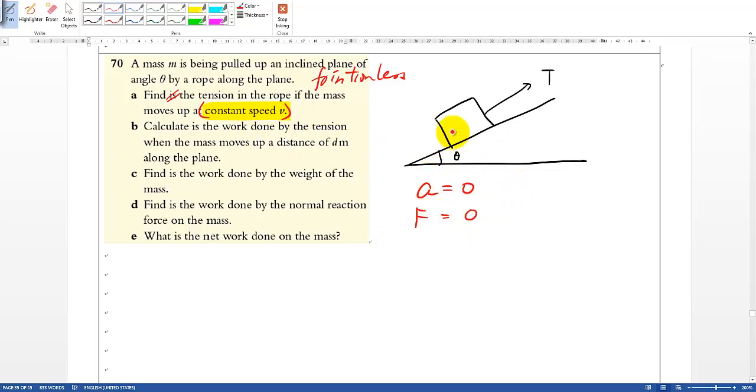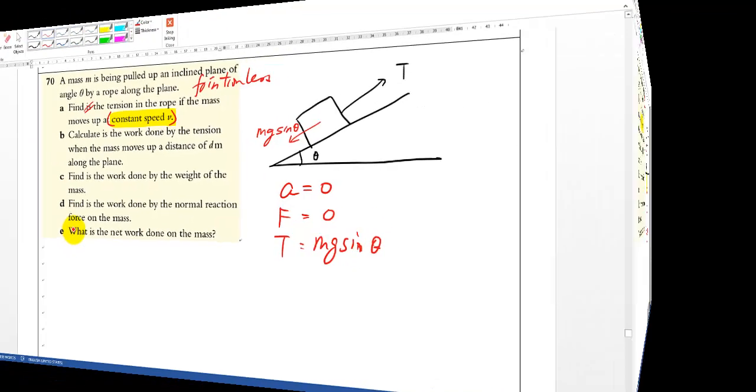And so the only force that is countering tension is again the component of weight going down the slope, which is mg sine theta. This is not the best way to draw a free body diagram. I mean, it is not even a free body diagram, but I hope you understand it. So the tension would just be mg sine theta. Alright, and you don't know any exact value, so just leave it this way for part A.